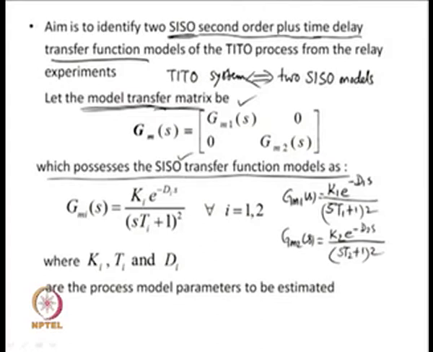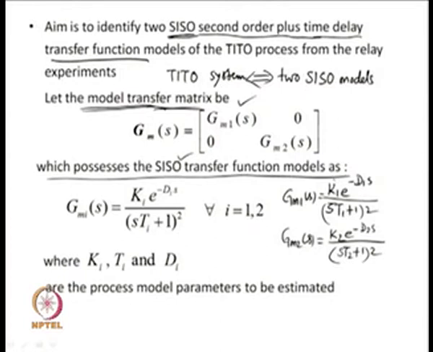So, the TITO system dynamics has got how many unknowns? As far as the two single input, single output transfer function models are concerned, the number of unknowns will be 1, 2, 3, 4, 5, 6. So, we will have 6 unknowns, those are to be identified or estimated.